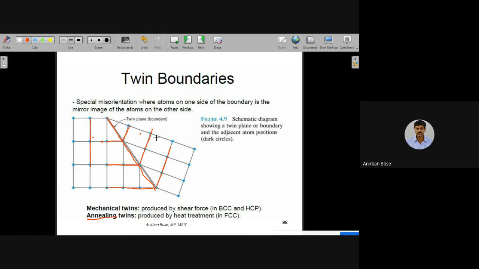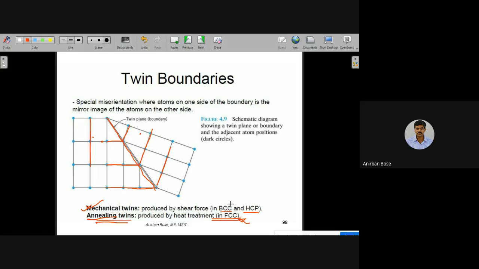In the case of FCC materials, you will find that annealing twins are observed, and generally it is near the recrystallization temperature that this happens. In the case of BCC and HCP, you will find mechanical twins. Because of the higher number of slip systems in FCC, because of the slip motion of the dislocations, mechanical or plastic deformation basically takes place in FCC.